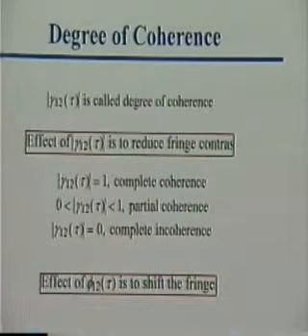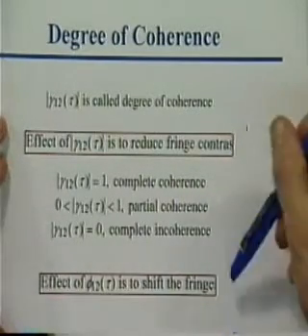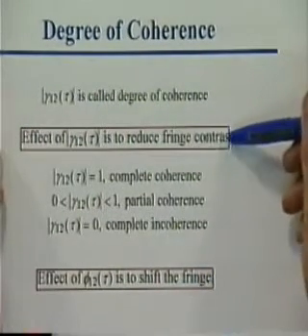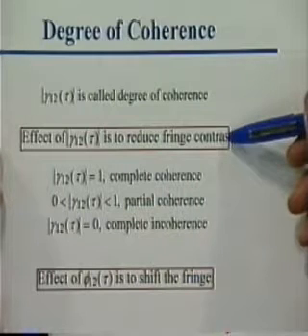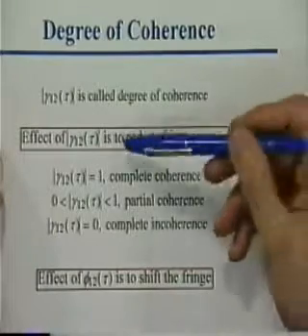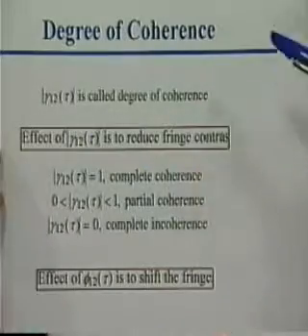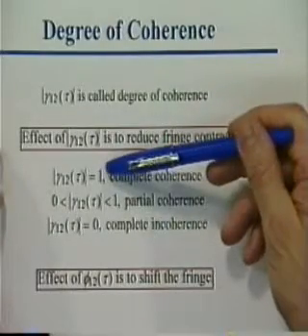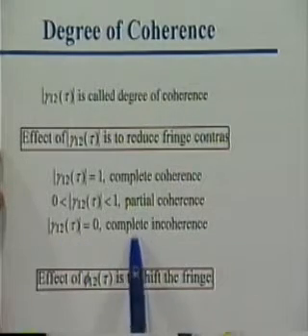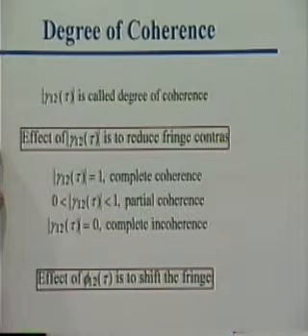The effect of that is to reduce the contrast of the fringes. If the 2 beams have the same irradiance, the fringe contrast is equal to the magnitude of gamma 1, 2 of tau. If this is equal to 1, we say we have complete coherence. If gamma is equal to 0, we have complete incoherence. And in between, we would have partial coherence.